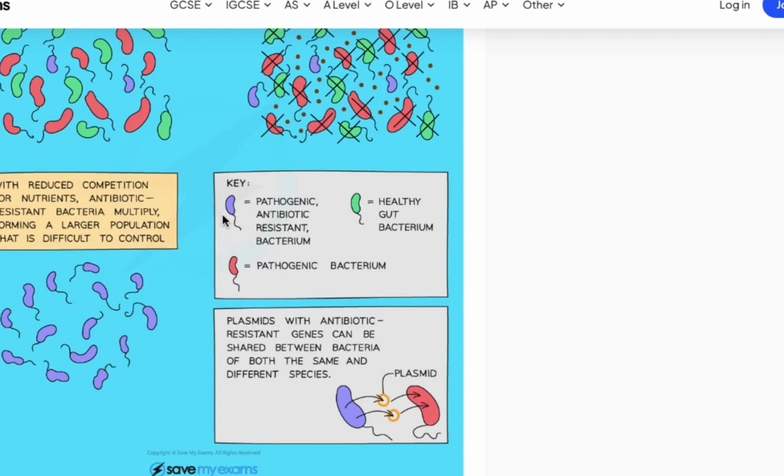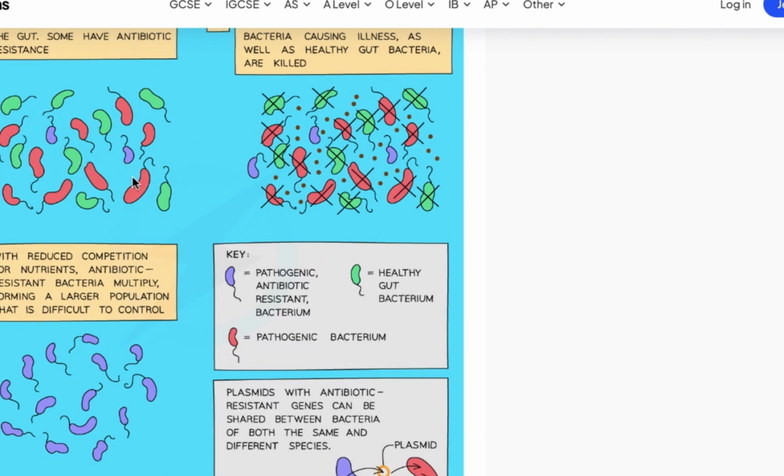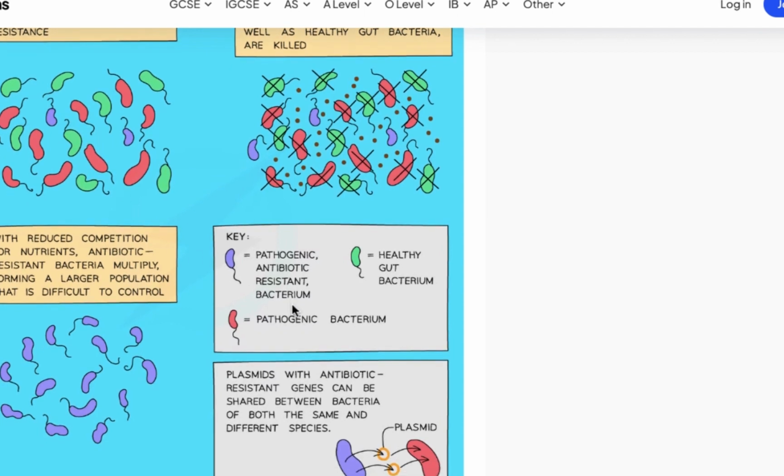Okay, so you can see this purple color is for the pathogenic antibiotic resistant bacterium. This red one is the pathogenic bacterium, and the healthy gut bacterium is the green one. All of them are found in your gut. So when you take antibiotics, it will destroy the one that's meant to destroy you.